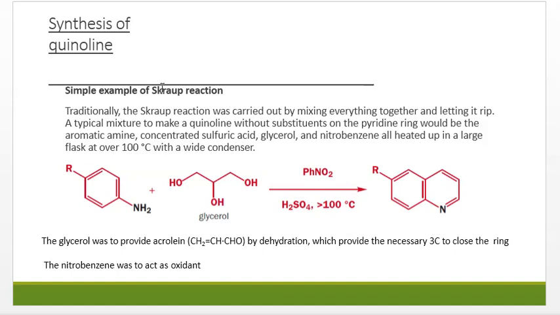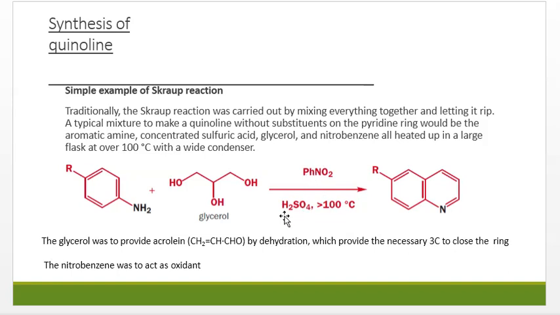A simple example of the Skraup reaction can be seen from the following reaction. Traditionally, the Skraup reaction was carried out by mixing everything together and letting it go. A typical mixture to make a quinoline without substituents on the pyridine ring would be the aromatic amine and concentrated sulfuric acid.